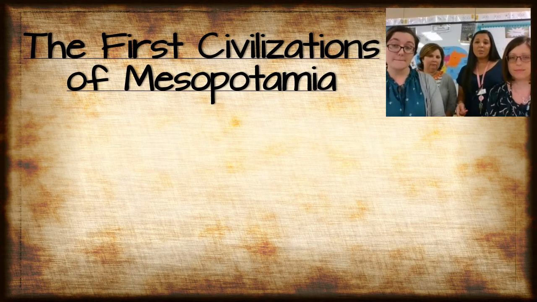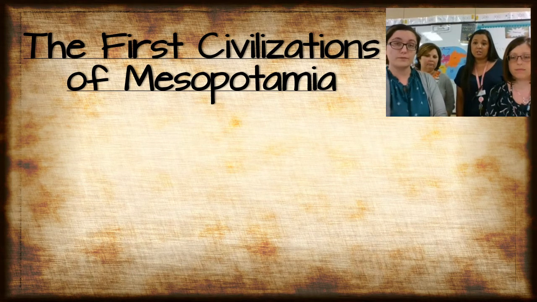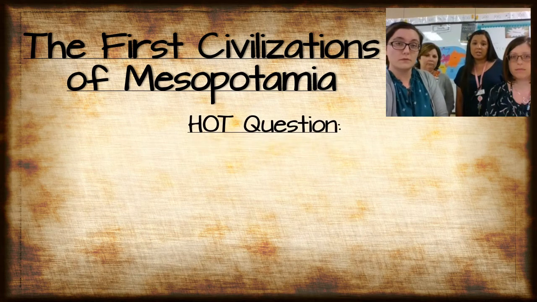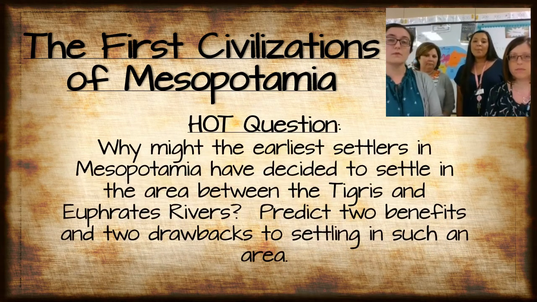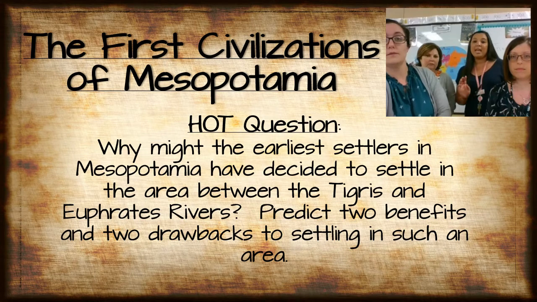All right, guys, so now that we've gone over the map and we've gotten to know the geography of Mesopotamia, if you haven't already done so, let's take a look at our hot question. Remember, this is our higher order thinking question. So it says, why might the earliest settlers in Mesopotamia have decided to settle in the area between the Tigris and Euphrates rivers? This is called the Tigris and Euphrates Valley. Predict 2 benefits, or pros, and 2 drawbacks, or negatives, to settling in such an area. Okay, so take about 5 minutes to think about that and respond.